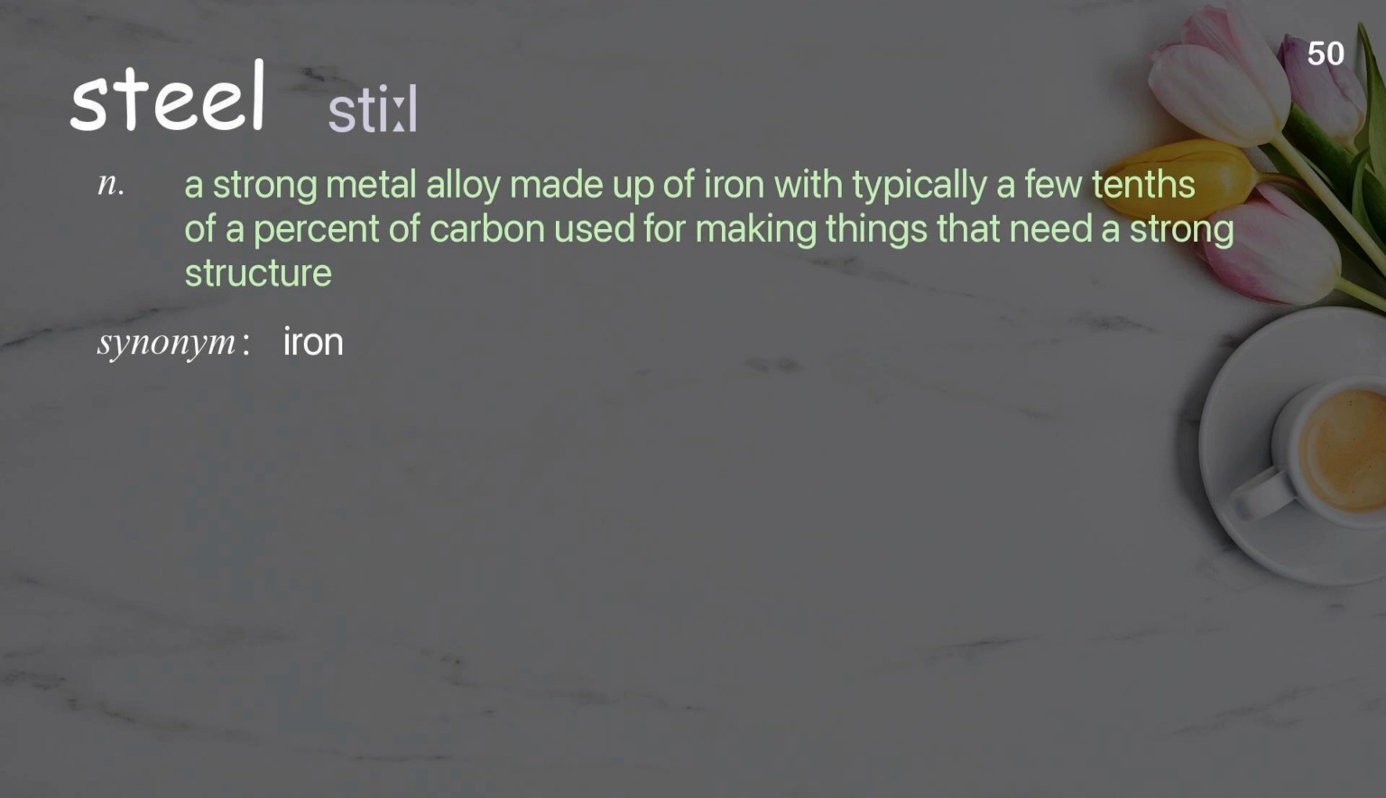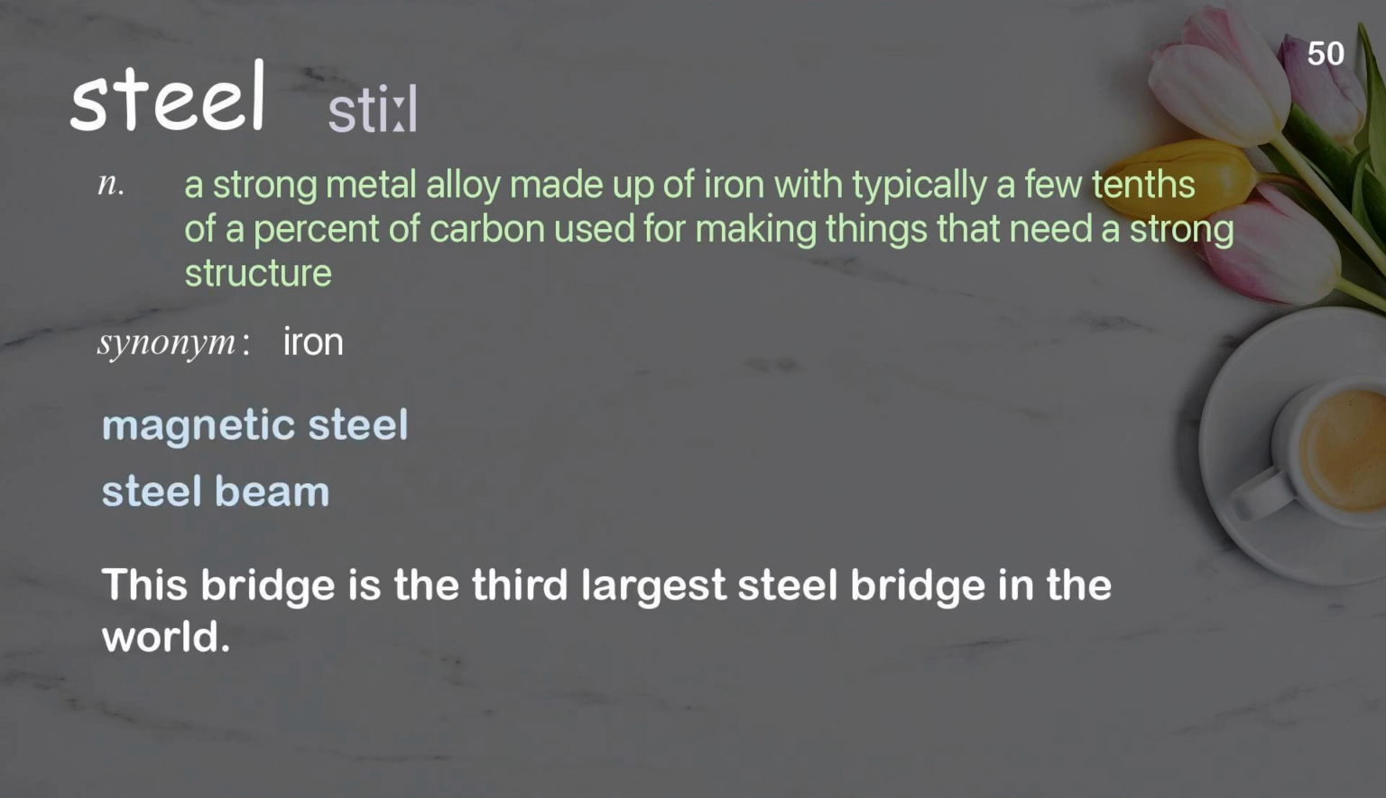Steel. A strong metal alloy made up of iron with typically a few tenths of a % of carbon used for making things that need a strong structure. Examples: Magnetic steel. Steel beam. This bridge is the third largest steel bridge in the world.